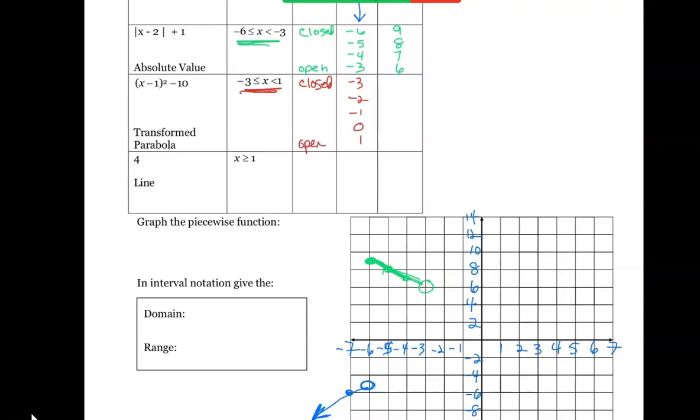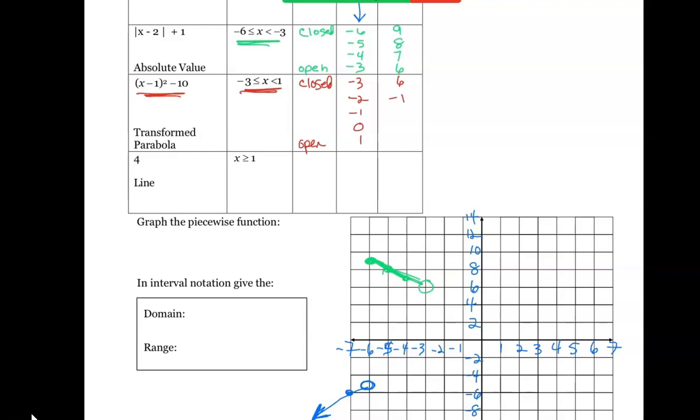Take your -3 and plug it into this piece of your function. -3 minus 1 is -4. -4 times -4 is +16. Minus 10 is 6. -2 minus 1 is -3. -3 times -3 is 9. And 9 minus 10 is -1.